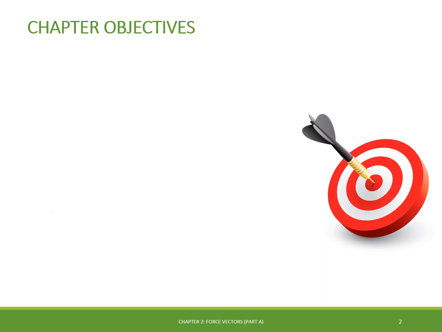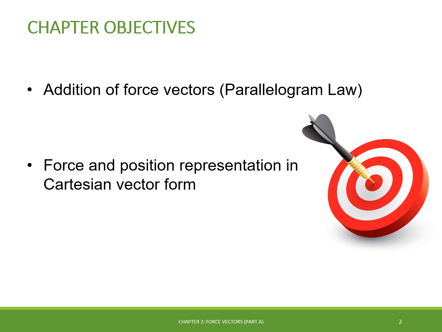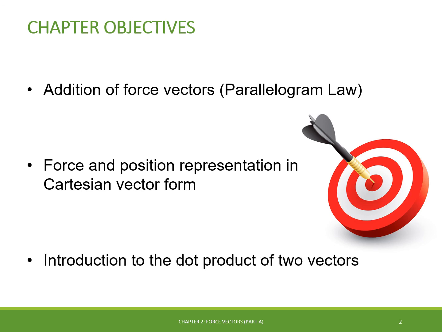Let's start by highlighting the main objectives of this chapter. First, we are going to review how to add force vectors and resolve them into components using what we call the parallelogram law. Next, we'll learn how to express force and positions in the Cartesian form and explain how to determine the vector's magnitude and direction. And finally, we'll be introduced to the dot product of two vectors in order to use it to find the angle between two vectors or the projection of one vector onto another.